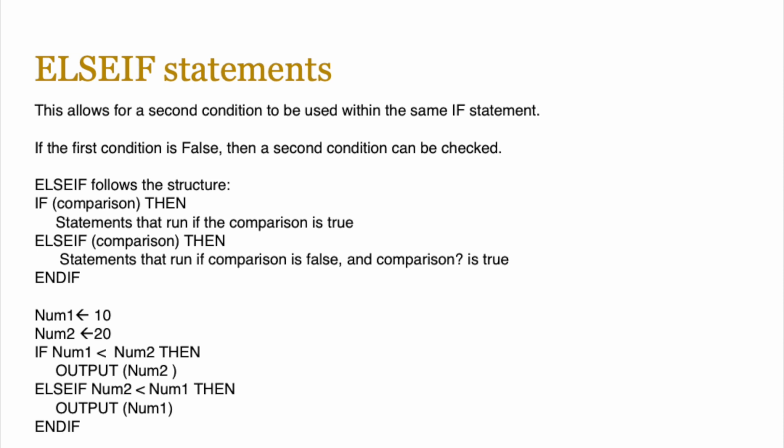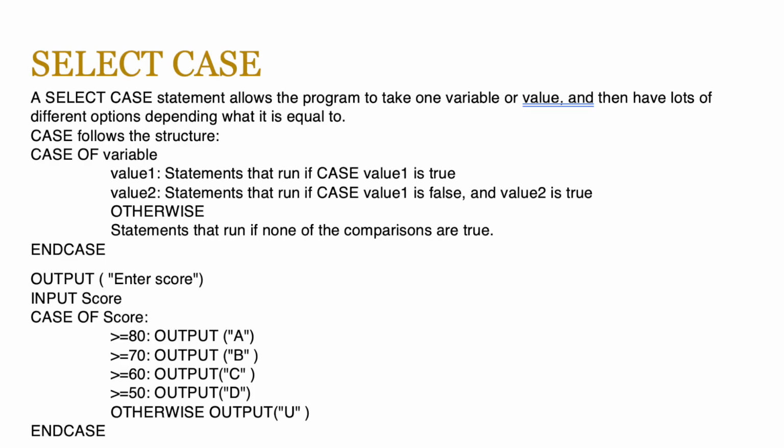Now in our program, it's pretty straightforward. The num2 is greater than num1, but we could change that into inputs and then get the user to type in two numbers, and then it can work out which is the biggest number between whatever two numbers the user entered. Now, if and else aren't the only selection statements out there, there is something called select case.